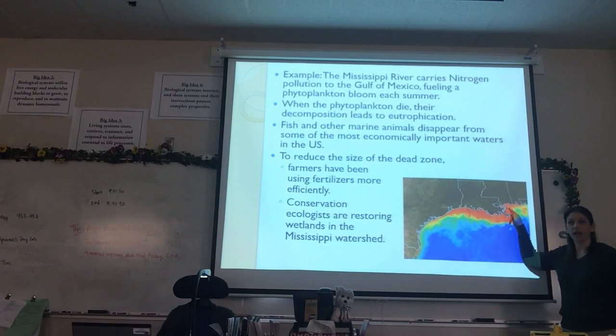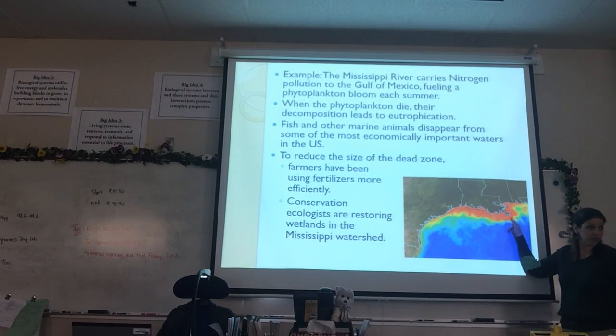Okay, true story? Yeah, most of the shrimp that we eat are coming from the waters down here off the Gulf of Mexico. So when we have these eutrophic waters, there's no shrimp here. That changes things for these people, right?